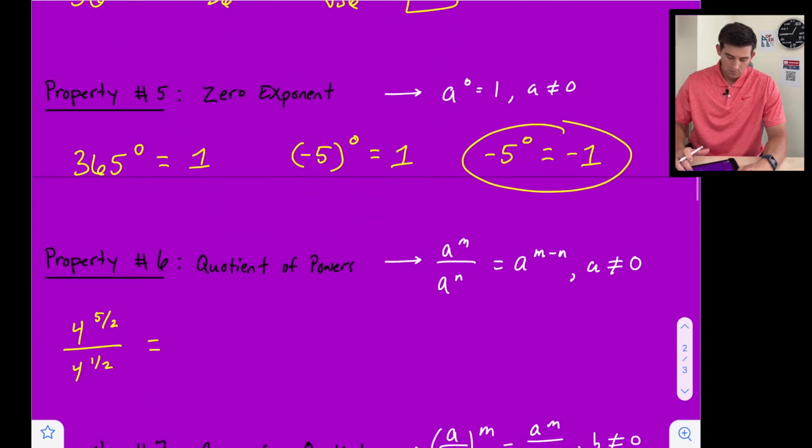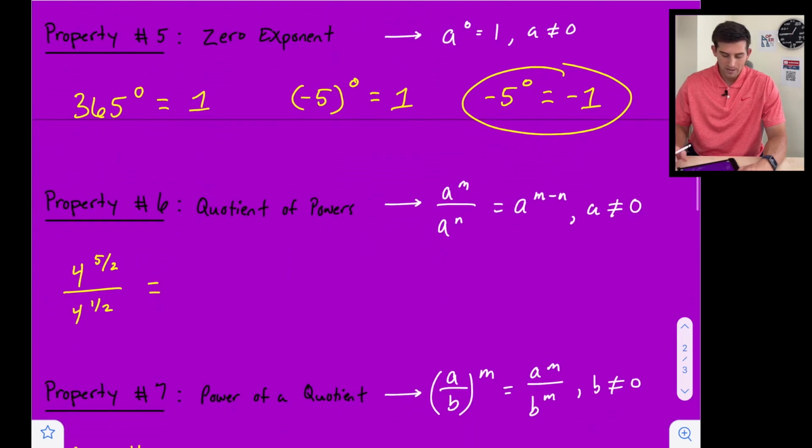Okay. Property number 6, quotient of powers. So we have a to the m divided by a to the n. So once again, we have the same base. So this is very similar to product of powers, where we had the same base, so we added the exponents. In this case, we have the same base, we are dividing, so we are going to subtract the exponents.